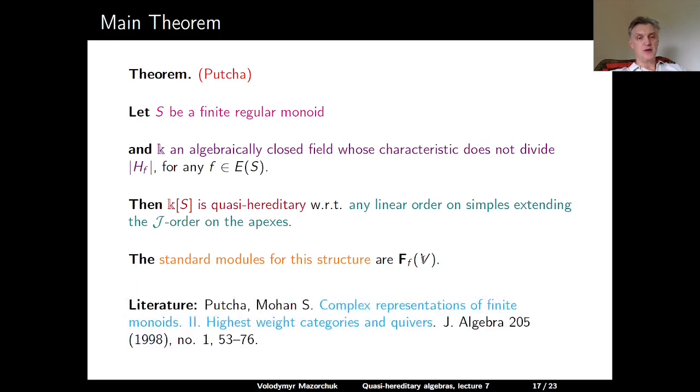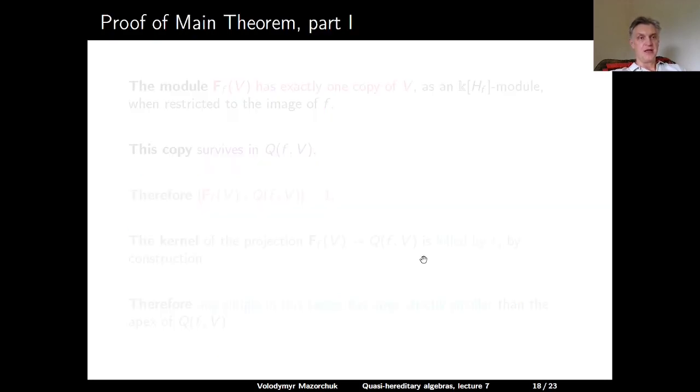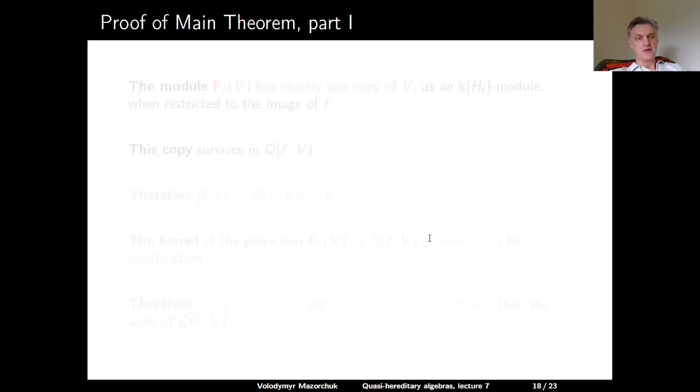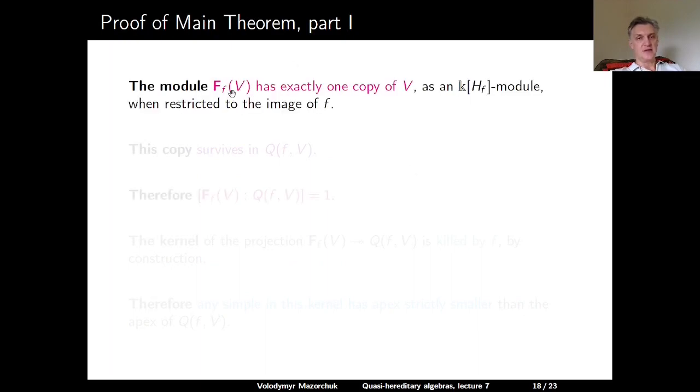This theorem was proved by Puccia in his paper in Journal of Algebra in 1998. So here is the proof. So we need to prove that these modules are indeed standard modules for this quasi-hereditary structure. For this, we need to prove two things. First of all, that this standard module surjects onto a simple, and the quotient is filtered by strictly smaller simple modules.